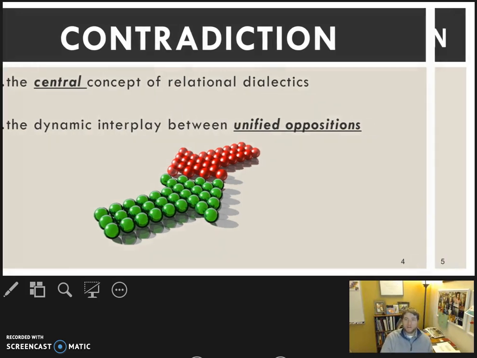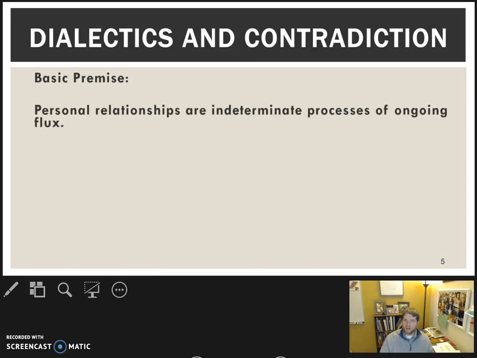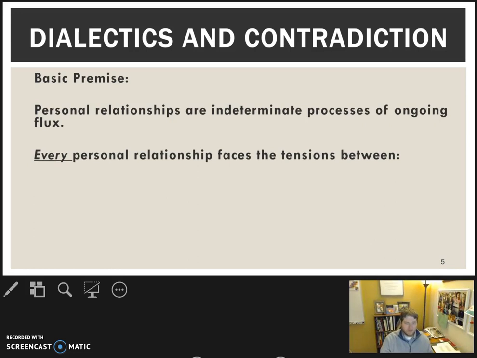Okay? So the basic premise is this, all right? Personal relationships are indeterminate processes of ongoing flux. That's theory language, okay? And it's really cool. The personal relationships, personal, okay? Not impersonal, interpersonal, okay? All the stuff from previous chapters that we've done so far can come to bear here, all right? They're indeterminate, all right? So they're constantly changing, constantly fluid, all right? Now, yes, there are some things that you can see and predict, but they're indeterminate. They're ongoing, all right?